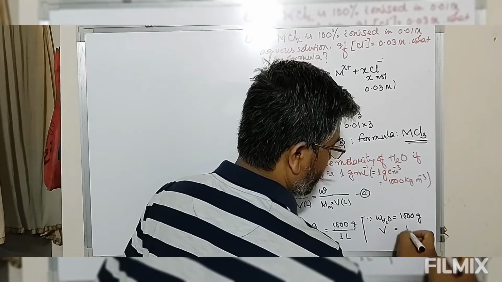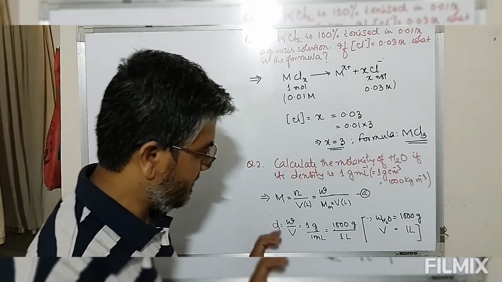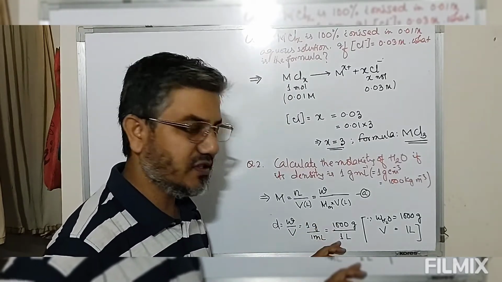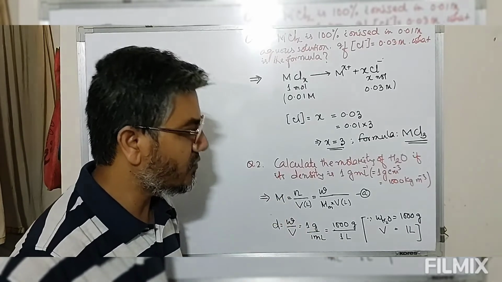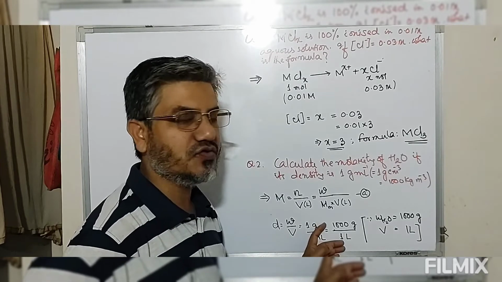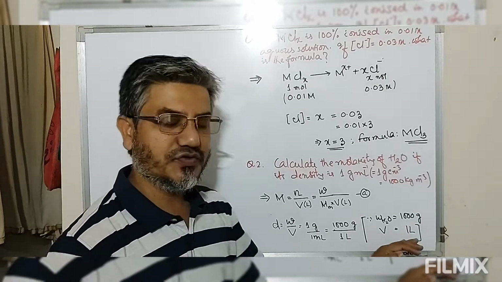Volume of solution is 1 liter. So if density says 1 gram is present in 1 ml, that means 1000 gram is present in 1 liter. So if I take 1 liter of this water solution, the mass of water contained in 1 liter of the solution is 1000 grams. So we have the mass of water to be 1000 gram.